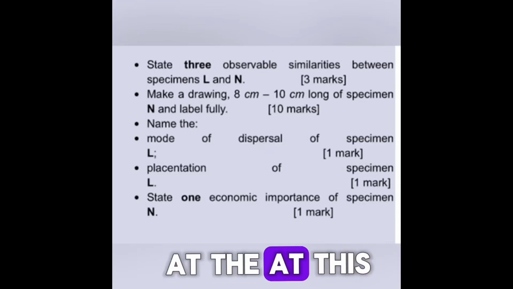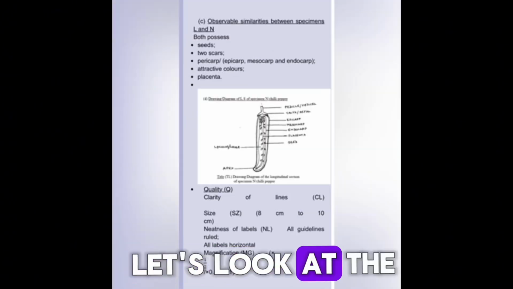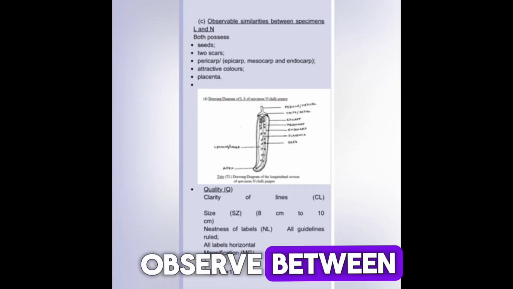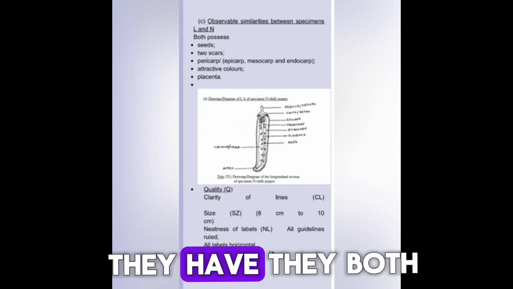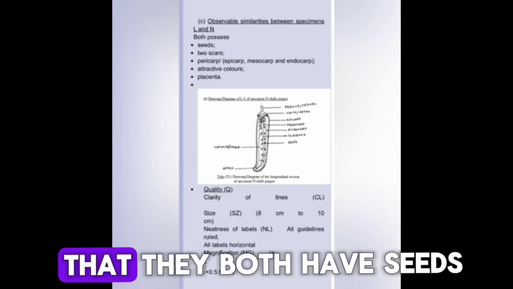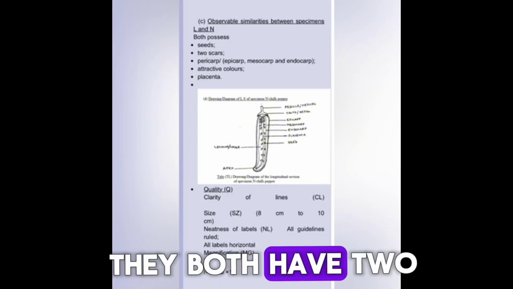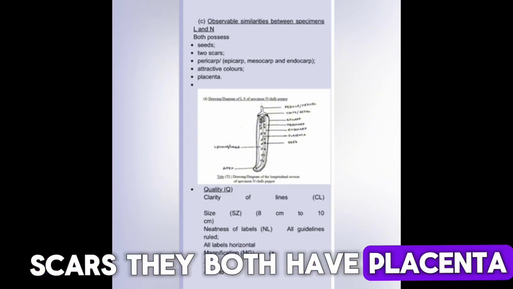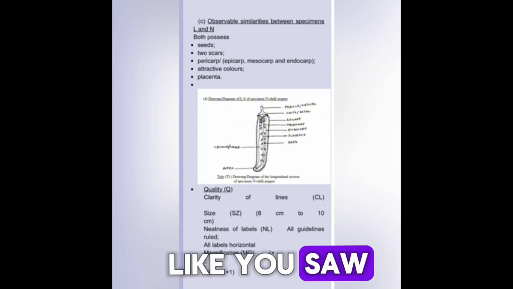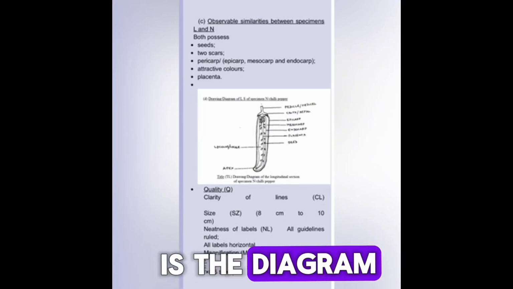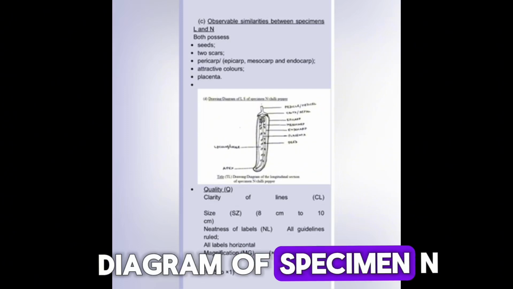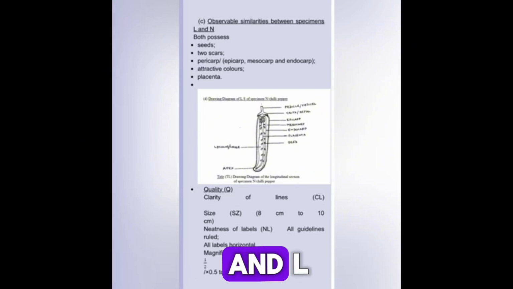Let's take a look at this question now. Let's look at the things we could observe between both specimen L and N. They both have seeds, they both have scars, they both have placenta, they have attractive color like you saw, and they have pericarp. And now this is the diagram of specimens N and L.